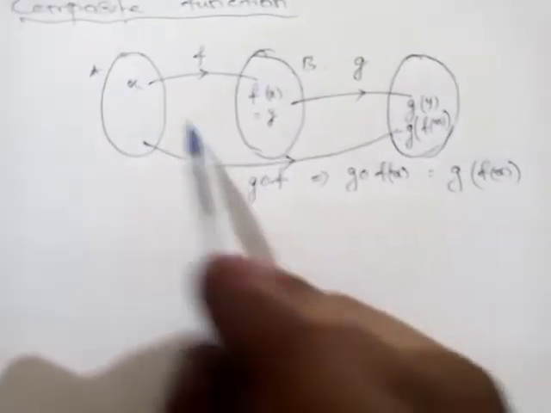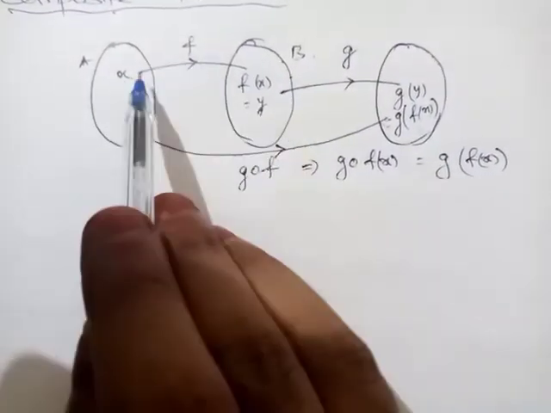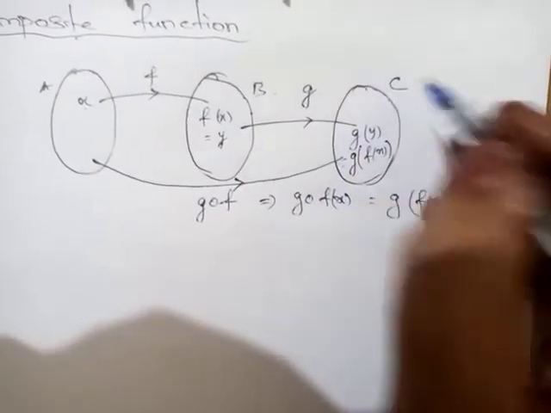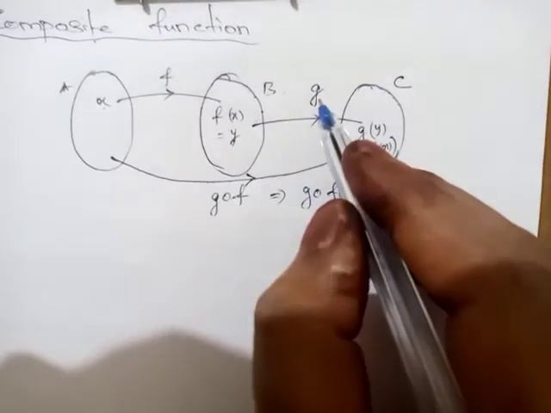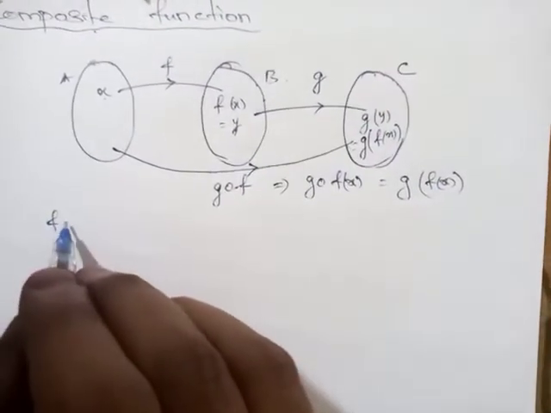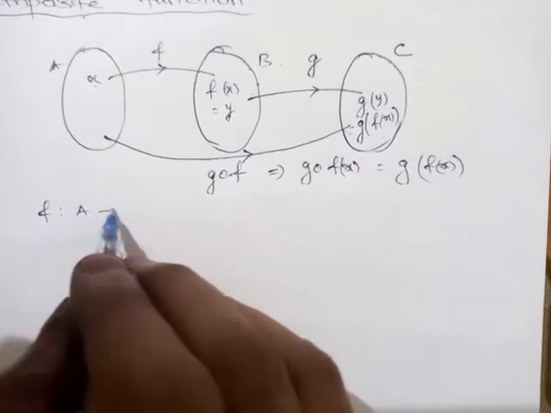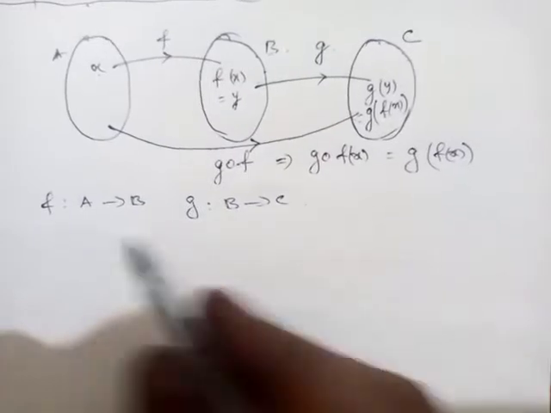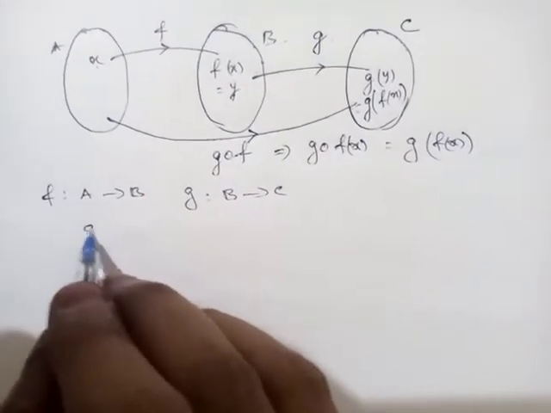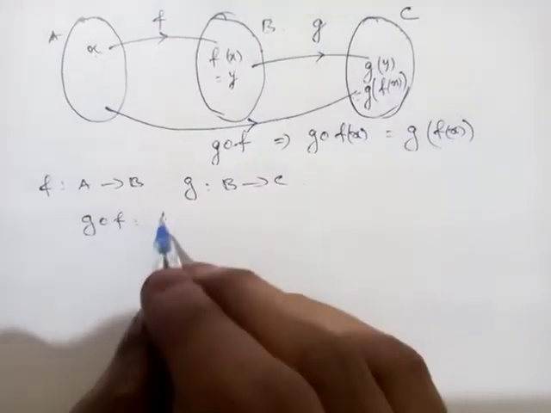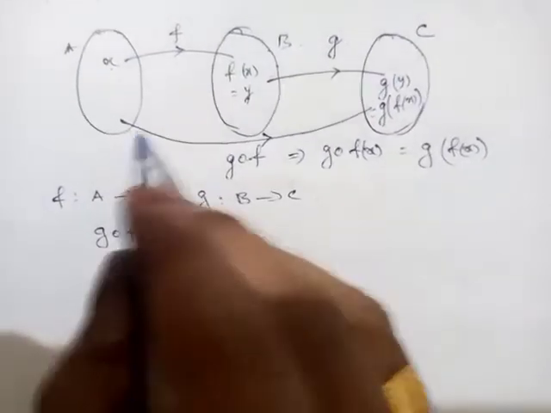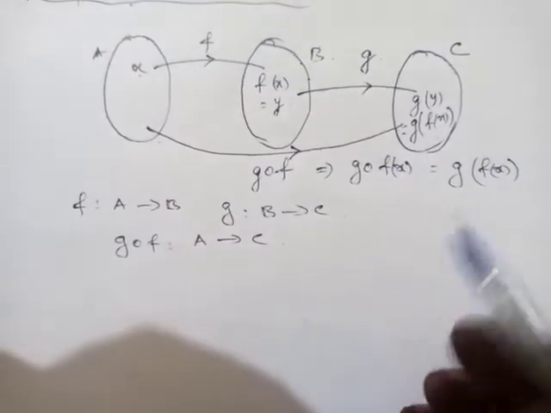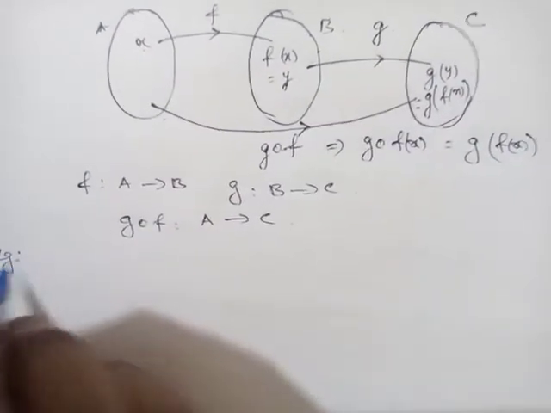The function from A to B is denoted f, and the function from B to C is denoted g. Then one more function, g over f, is from A to C. This is called a composite function. Now see one example, and you'll get a clear idea.